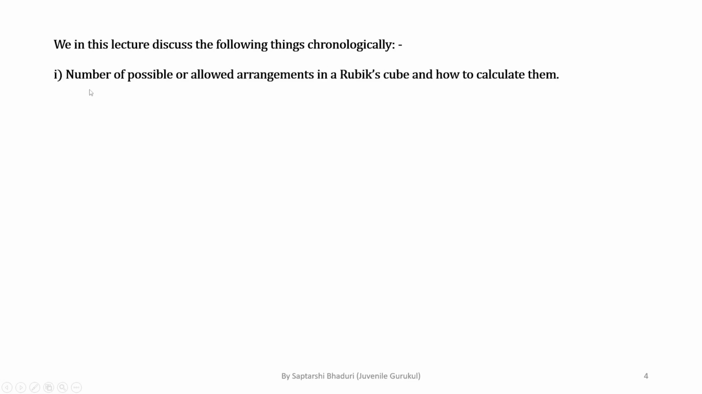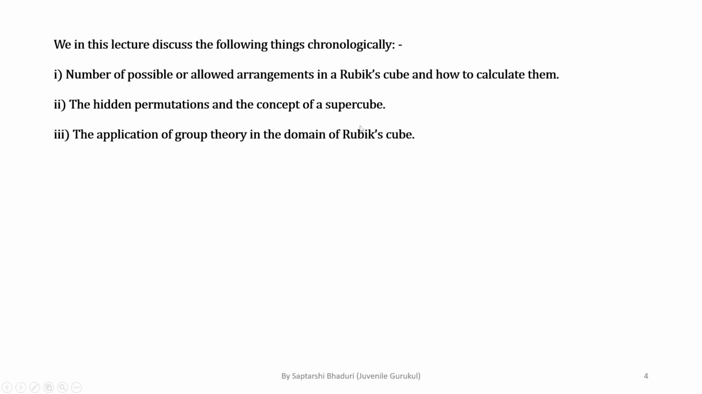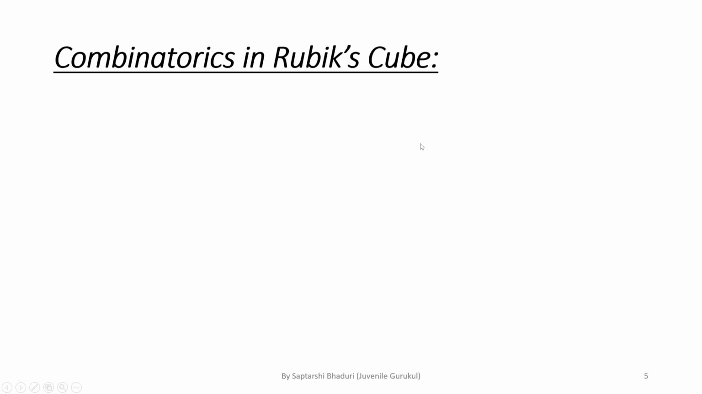At first, we will discuss number of possible or allowed arrangements in a Rubik's Cube and how to calculate them. Secondly, we will discuss the hidden permutations and the concept of a supercube. And at last, we will discuss the application of group theory in the domain of Rubik's cube.